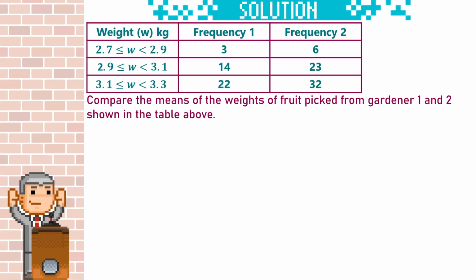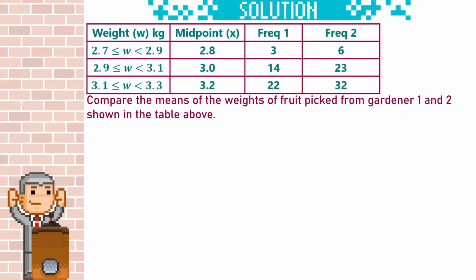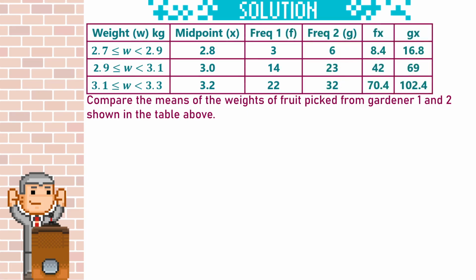The first thing to do with this question is add a midpoint column, and you can do that by finding the number halfway between 2.7 and 2.9, which will be 2.8. If you're ever unsure, just add the two numbers together and divide by 2. That'll always give you the midpoint. Now, for simplicity, I'm going to label frequency 1 as f and frequency 2 as g. And we're going to add our fx and gx columns on by multiplying each of the frequency columns by the midpoints. You might choose to do this as two separate tables, and that might be a nice idea to stop you from getting muddled up with all these numbers.